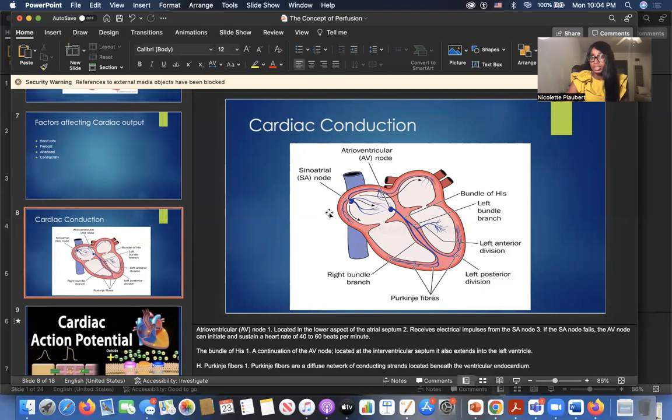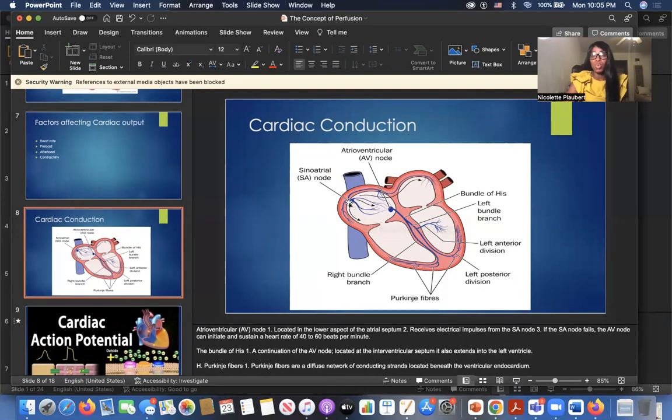If the SA node or the AV node are not working, then we're not going to have a properly functioning heart. We're going to need a pacemaker. We said if the SA node doesn't work, the AV node can take up the job and still have the person's heart beating at a rate that is viable, that is compatible with life. But if both the SA node and the AV node are not working, the person cannot survive. So they need a pacemaker, right?